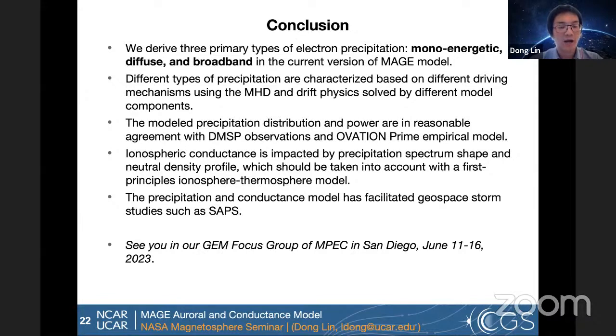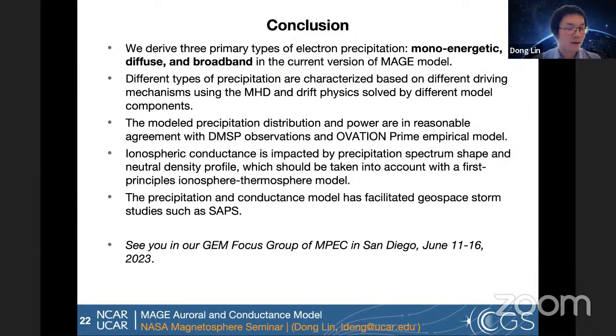I also want to emphasize that the ionospheric conductance is impacted by both the spectrum and the neutral density profile. And that should be taken into account with a first principle IT model. So far, the precipitation and the conductance model has facilitated geospace storm studies, such as SAPs.